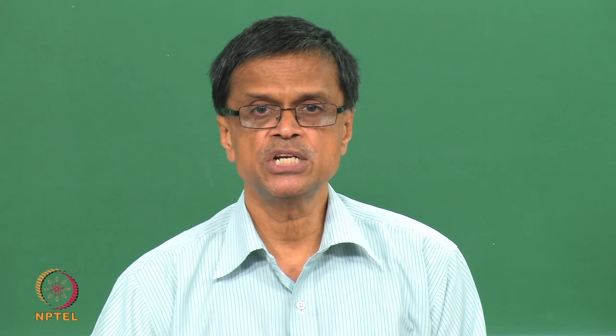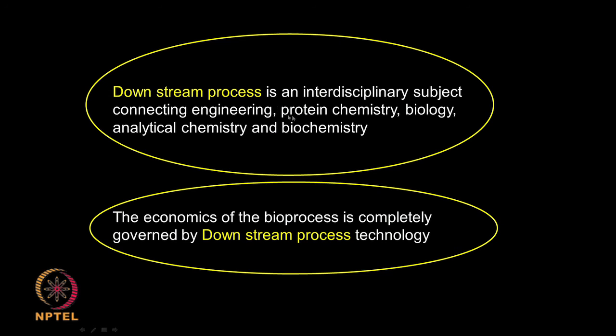So downstream is an interdisciplinary subject. As you can see, there is a lot of engineering, protein chemistry, biology, analytical chemistry and biochemistry, and the economics of the bioprocess is completely governed by downstream process technology. So for a bulk chemical, downstream has to be very simple. For a highly expensive pharmaceutical product, we can have a very complicated downstream, because it can take up the cost, since pharmaceutical products are high value added and very expensive, whereas a bulk chemical will be a low cost product. So the total expense involved in manufacture should be very low.